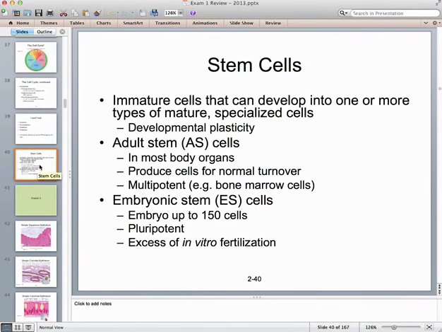And finally, stem cells. I think you guys are comfortable with this at this point. They replace essentially nearly every tissue in our body.